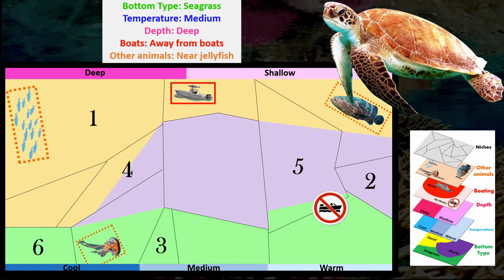All right, stop. Do you find it? All right, so you should be in niche number 3. Niche number 3 is the only one that has all of those different things that you need. And that's a pretty small niche there, right?